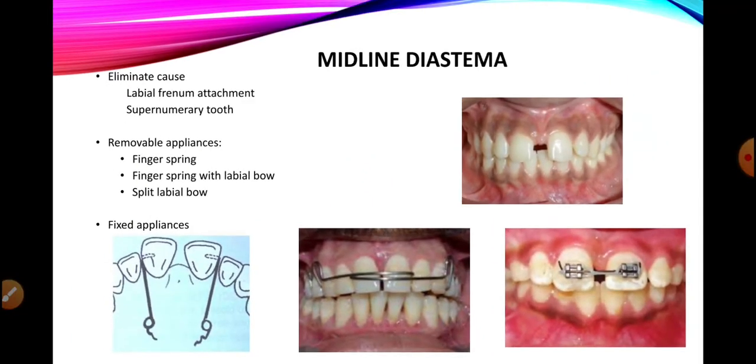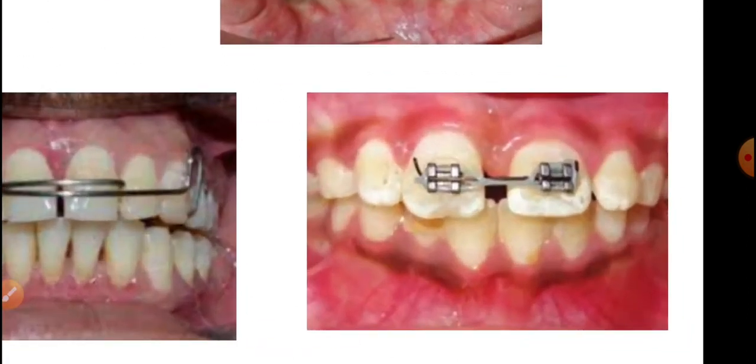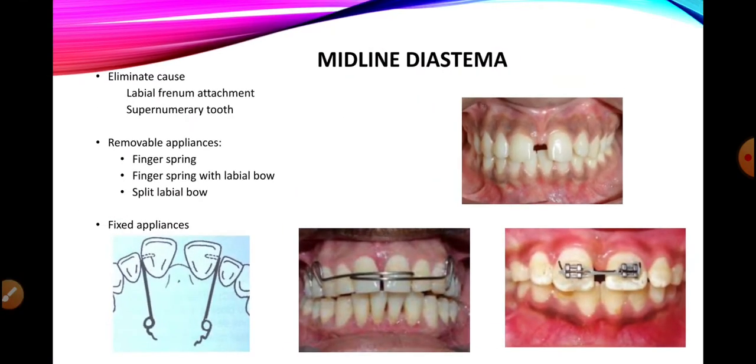Or split labial bows, or a finger spring with a labial bow, can be used in cases of removable appliances to close the midline diastema. Or the fixed appliances, here just two teeth, they are fixed to just two teeth, but usually complete comprehensive fixed orthodontic treatment is needed for the closure of a midline diastema.